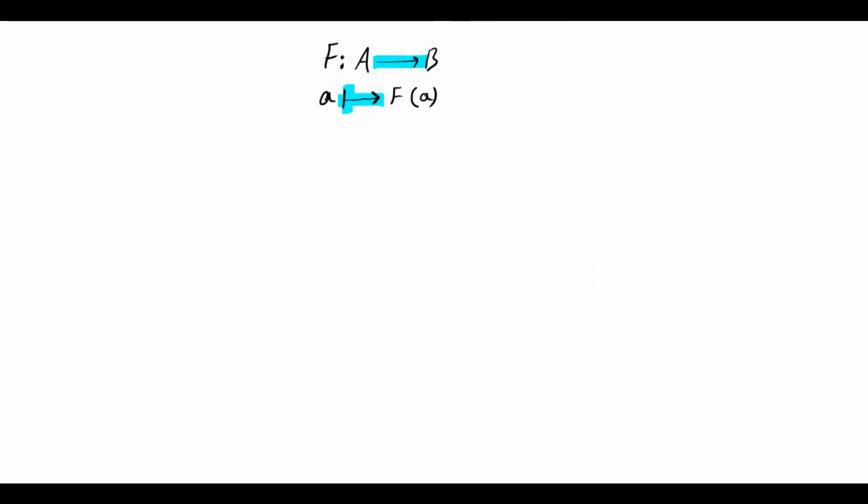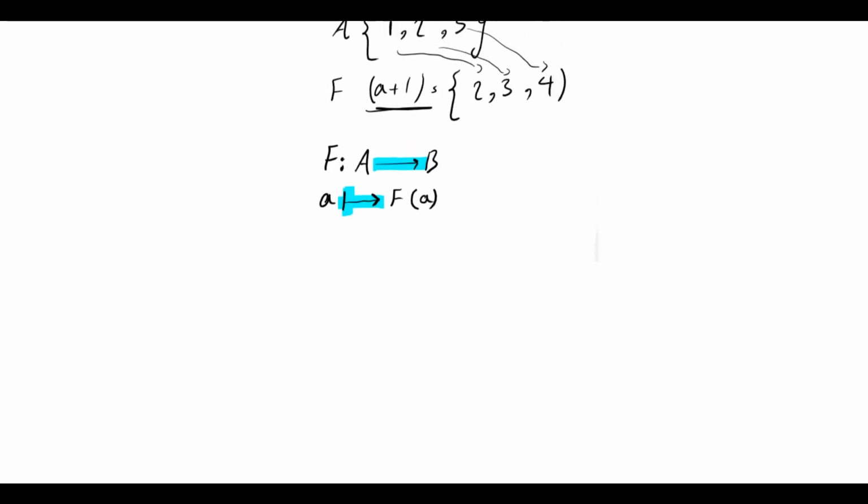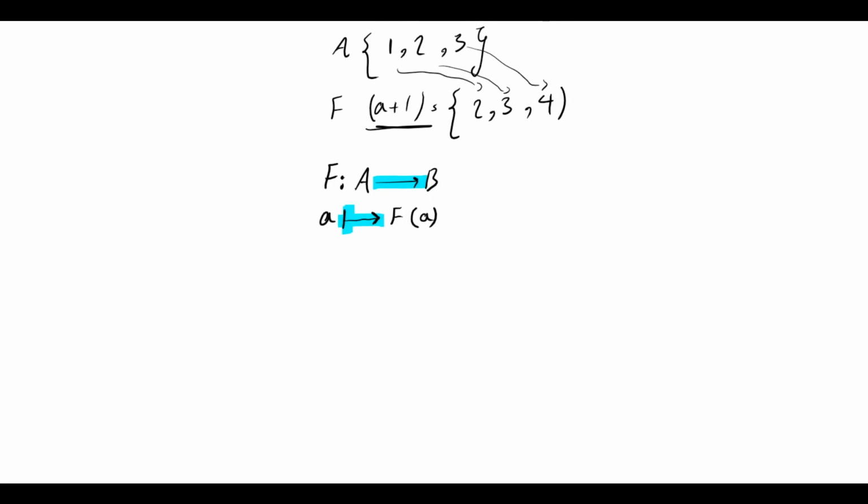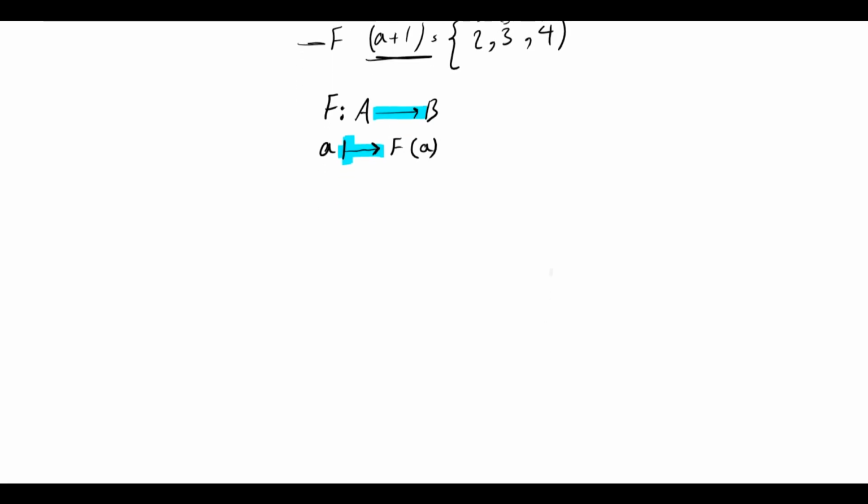If I have a map that assigns for every element of A an element of B, like this one, I can also do the reverse and show the reverse with F to the power of -1, which is bringing B to A.